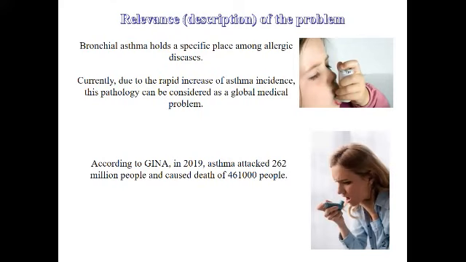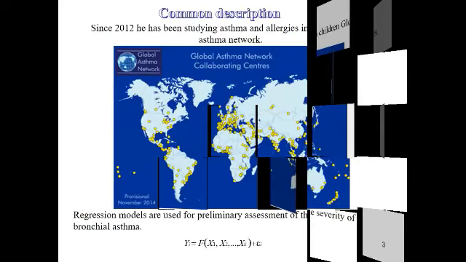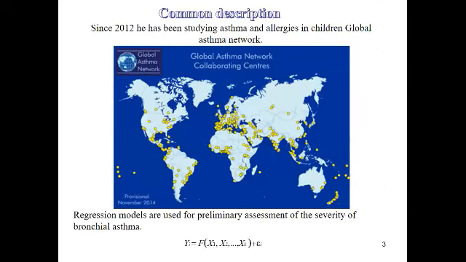When studying the role of thymic stromal lymphopoietin, its direct involvement in initiation and support of allergic inflammation in bronchial asthma is confirmed. Studying not only the factors, but also determining their relationship with each other is an important step in understanding the course of the disease in each individual case. Regression models are used for preliminary assessment of the severity of bronchial asthma.